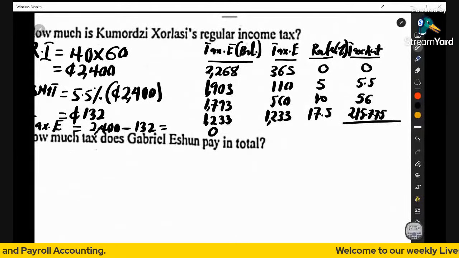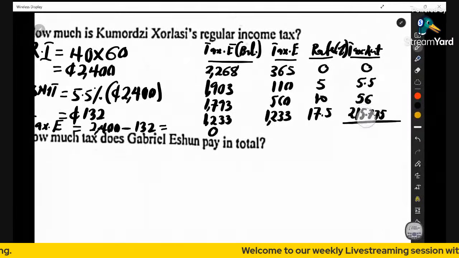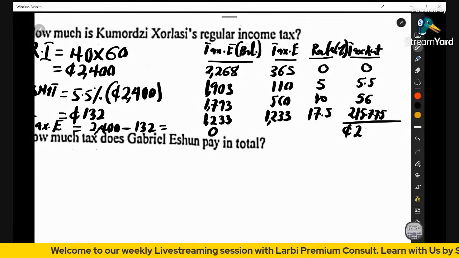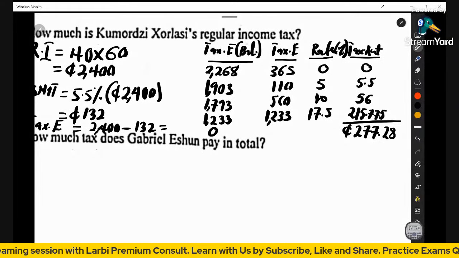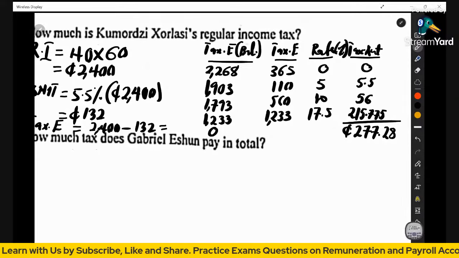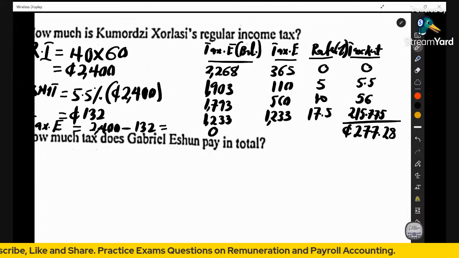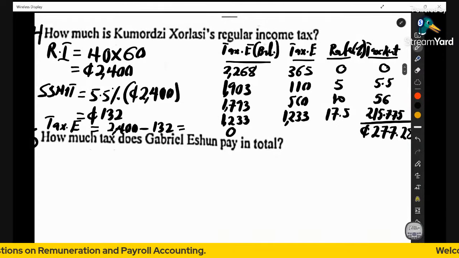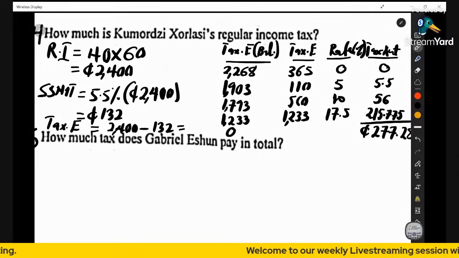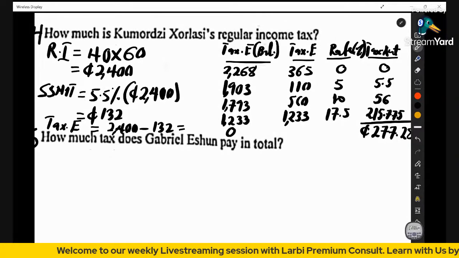So what are we getting when you add 0 plus this plus this plus that? You should be able to get 277.28, rounded to the nearest 2 decimal places. So this becomes the total regular income tax that Zolasi paid on his taxable earning of 2,268. So this is how we calculate the tax schedules in that particular case. Let's take note of that.